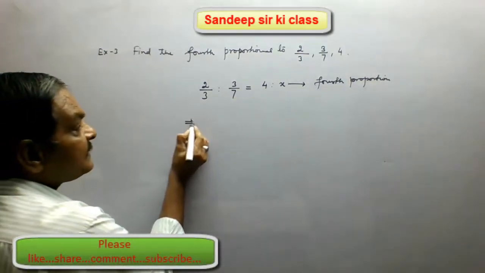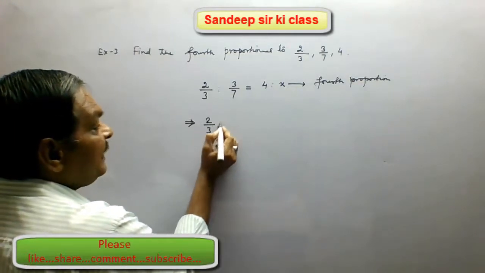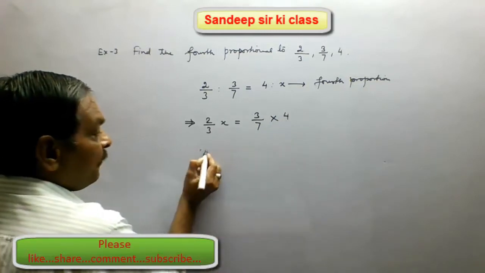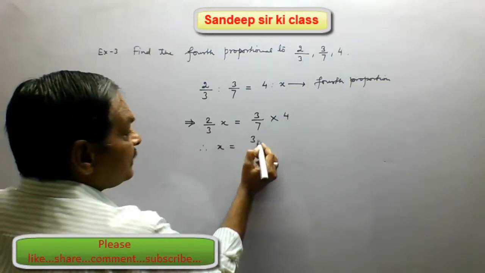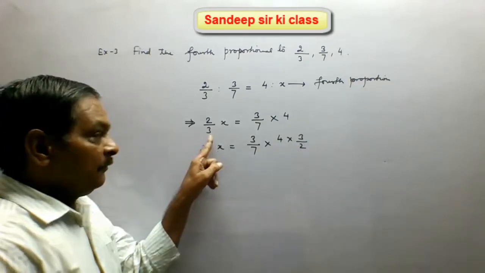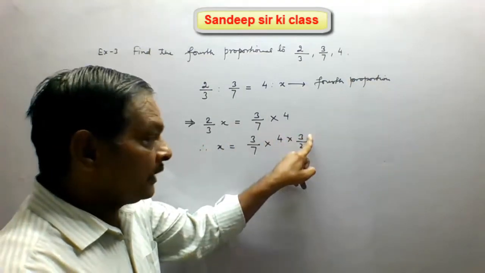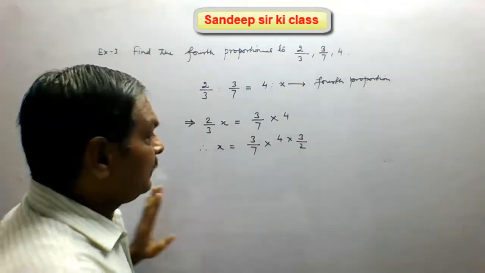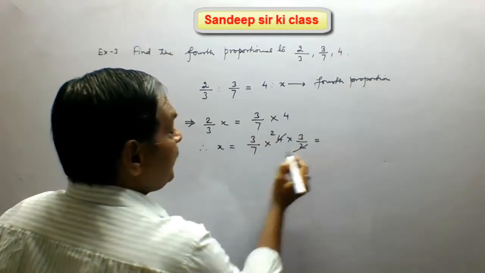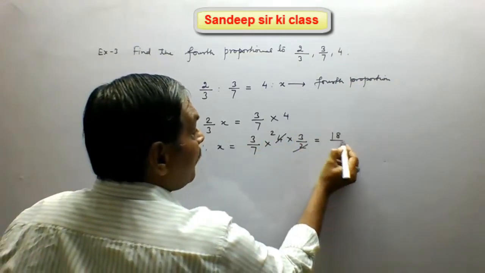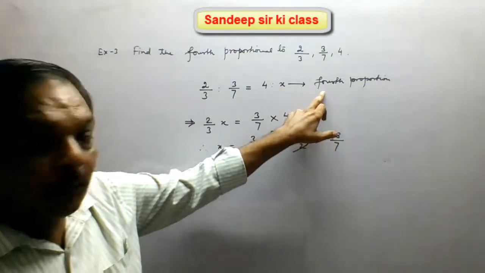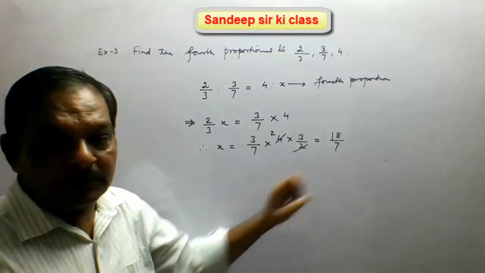So this implies 2 upon 3x will be equal to 3 upon 7 into 4. Therefore x will be equal to 3 upon 7 into 4 into 3 upon 2. Cross multiply, 3 will go in the top, 2 will come in the denominator. Cancel, 2 cancels this 4 2 times. So here it will be 18 upon 7. The value of x is 18 upon 7. That is, the fourth proportion is 18 upon 7.